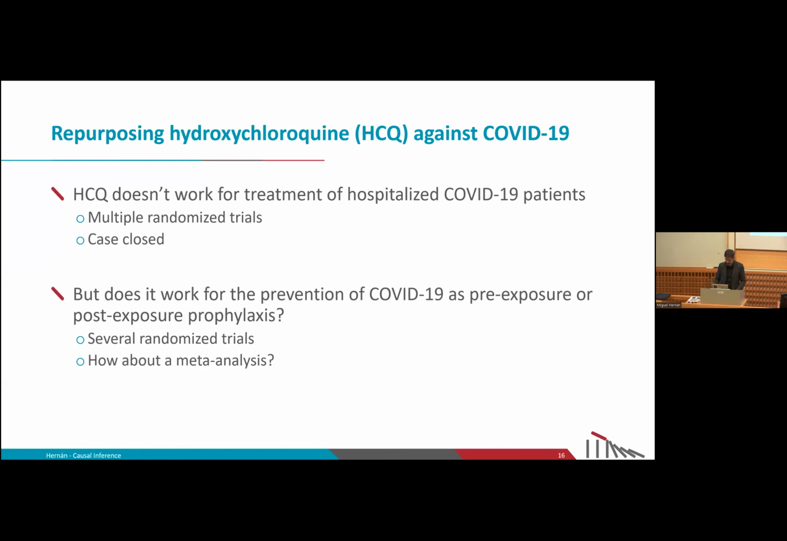Okay, I told you that hydroxychloroquine didn't work. Let's talk a little bit about hydroxychloroquine. Because there are multiple randomized trials for the treatment of hospitalized patients. It doesn't work. I mean, case closed. We don't need more trials of this. It doesn't work. But again, these are hospitalized patients. And what if hydroxychloroquine works for early treatment? No, we just saw that that is what happens for remdesivir, right?